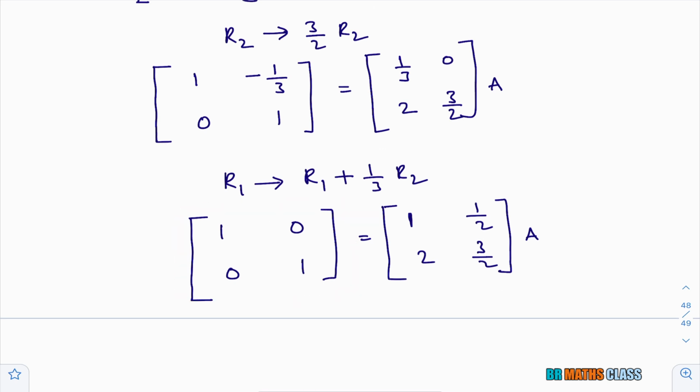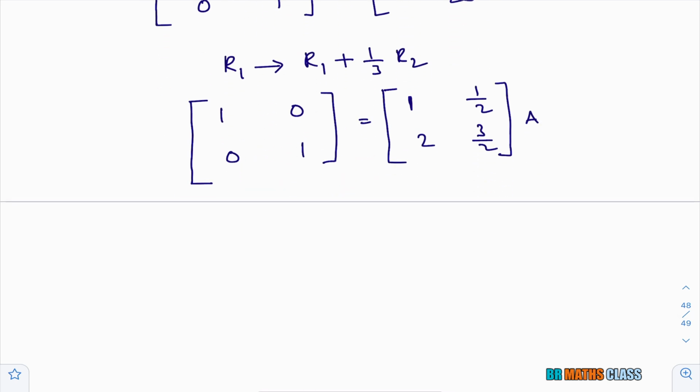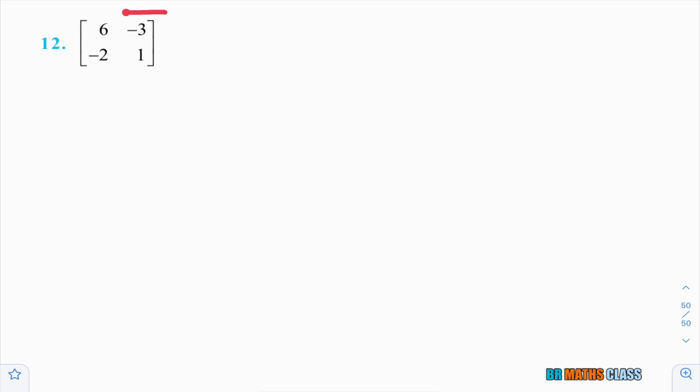So once you got 1, 0, 0, 1 here, we know that whatever matrix is there here is the inverse of the given matrix. What is A inverse? 1, 1 by 2, 2, 3 by 2. This is the inverse of the given matrix. Now we need to find the inverse of this matrix by using elementary transformation.